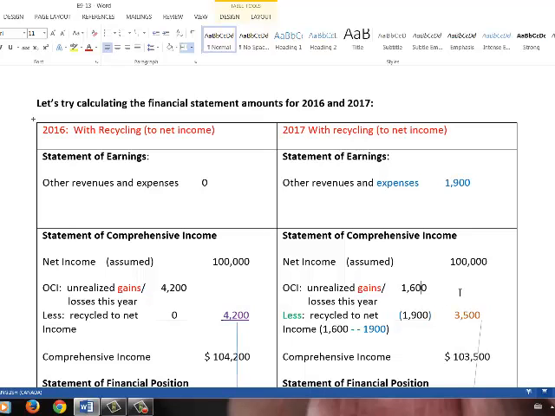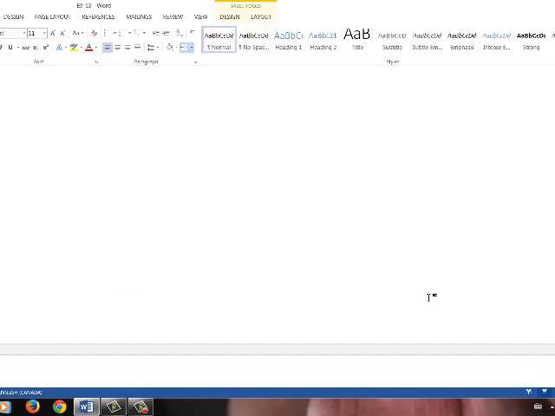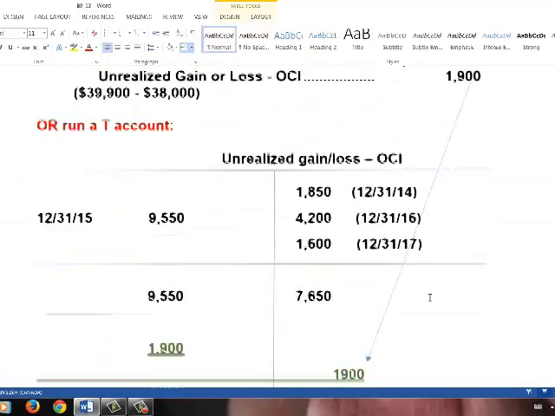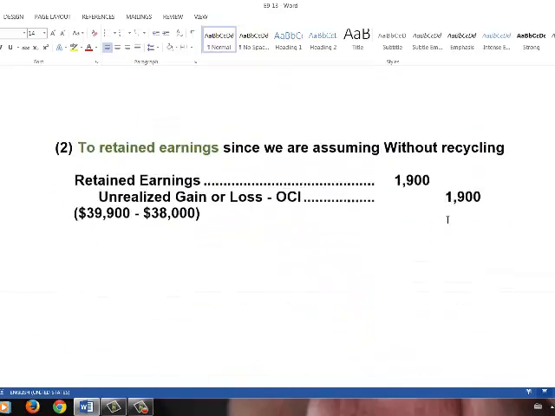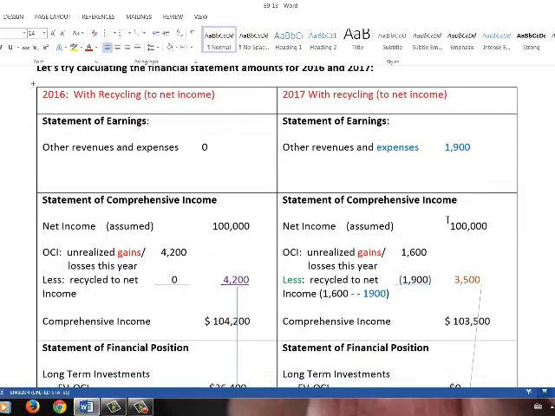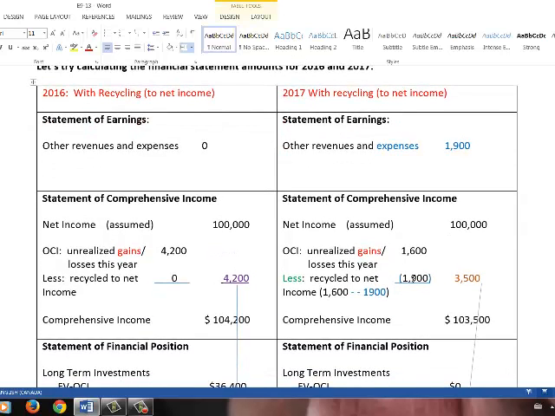Well, if we go back to what we did in 2017, we put an unrealized gain or loss credit, which is an unrealized gain of $1,600. So that's what we recorded this year as a result of the adjustment to fair value. But don't forget we also recycled an amount to net income, so we deduct from this what we recycled to net income.